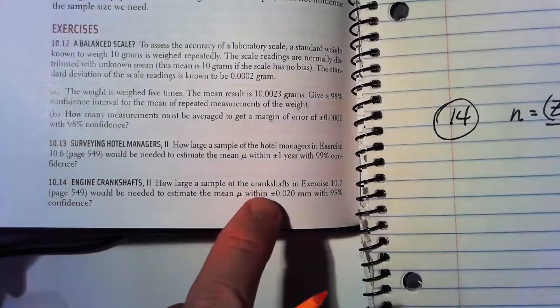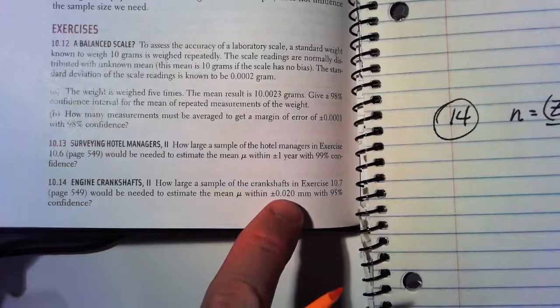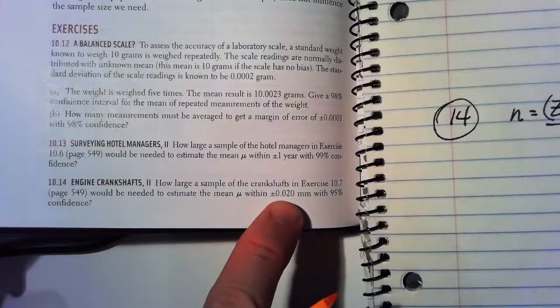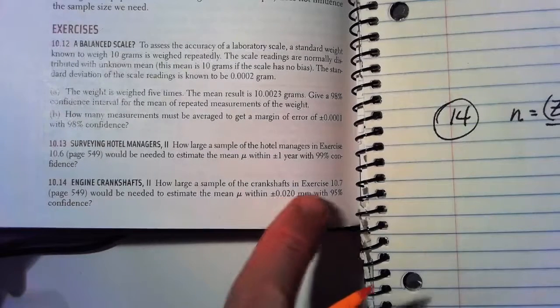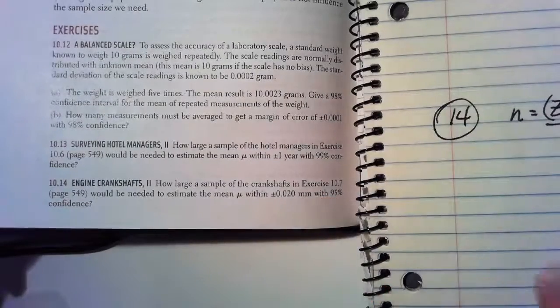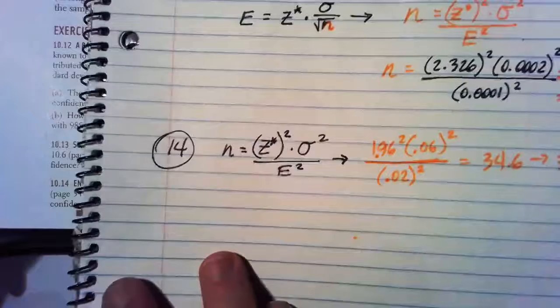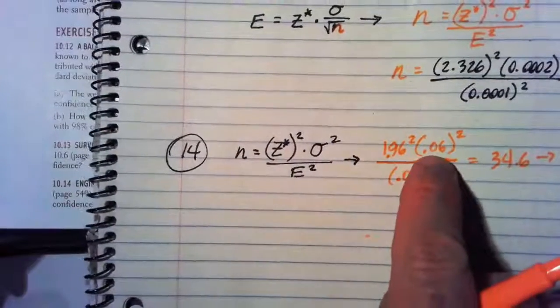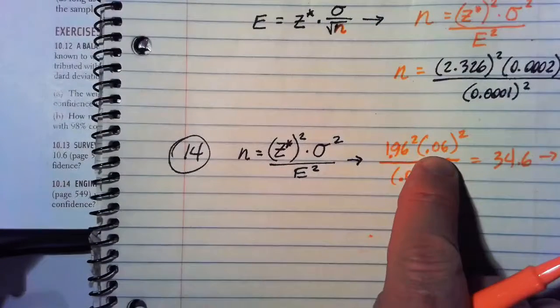Estimate the mean within plus or minus 0.02. Well, you should recognize that is E. 95% confidence level, that is our friend 1.96. We've seen that a few times now. And you plug, and then 0.06 was given to you in number 7, so you just pull that number out.